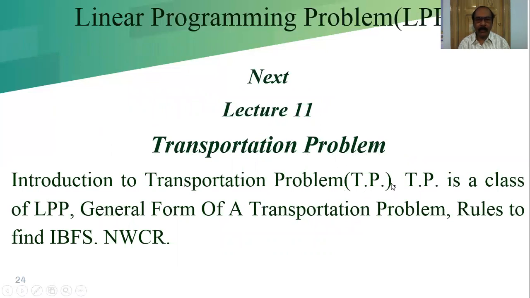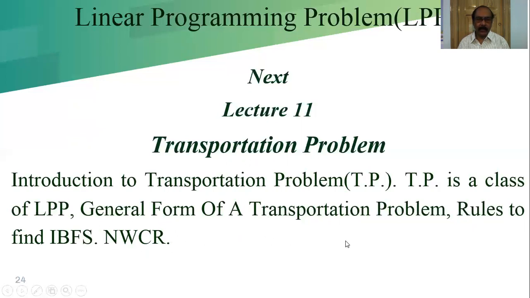The transportation problem, in short form TP, is a class of LPP. Now we show the transportation problem is a class of the LPP. It should have one objective function, and all the constraints and the objective function should be linear. Then it is known as a linear programming problem. Then we learn the general form of a transportation problem, rules for finding the initial basic feasible solution, and how to find the initial basic feasible solution.